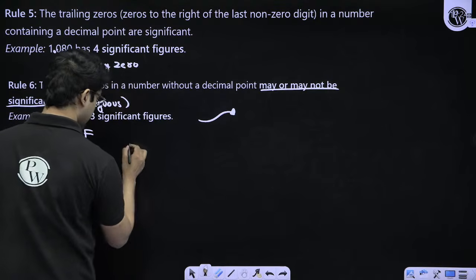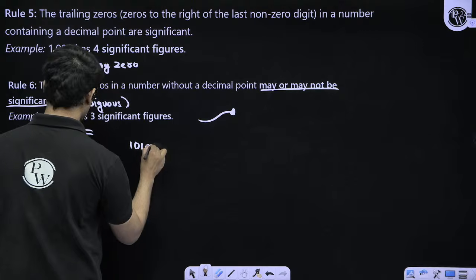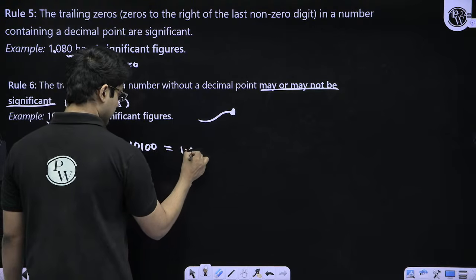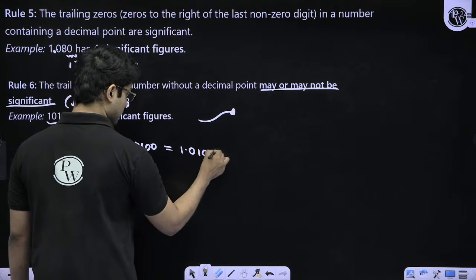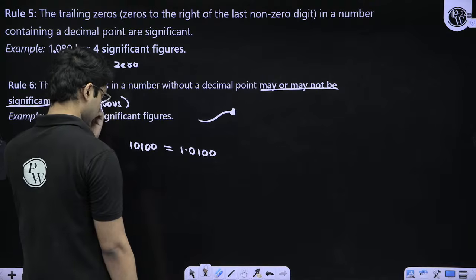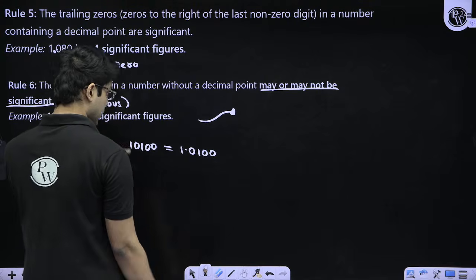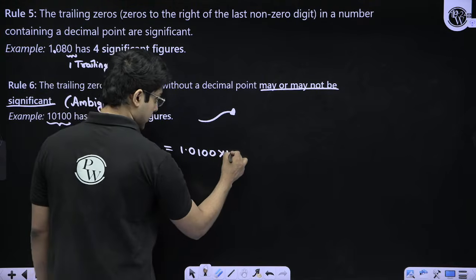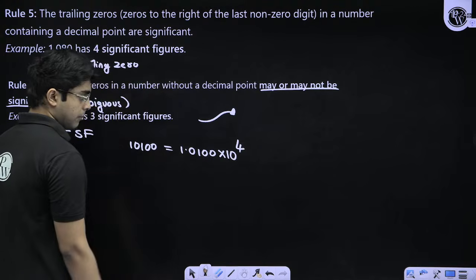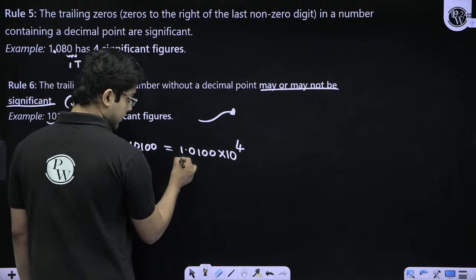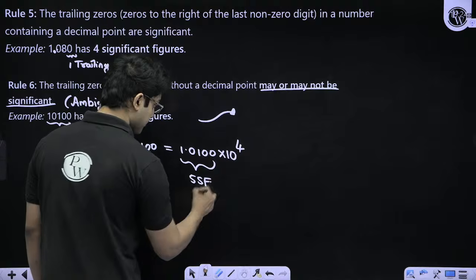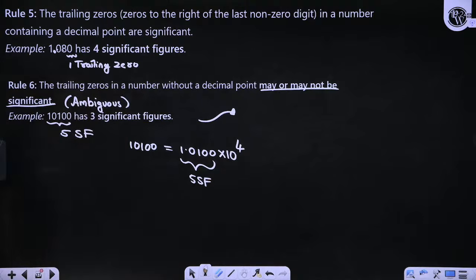So 101 with 2 zeros, this you can write it as firstly 1.0100, okay, 1.0100 into 10 raised to 4. This is how it should be written, because looking at this, it is clear that, okay, here we can see it is 5 significant figures. Okay, here we can see it is 5 significant figures.